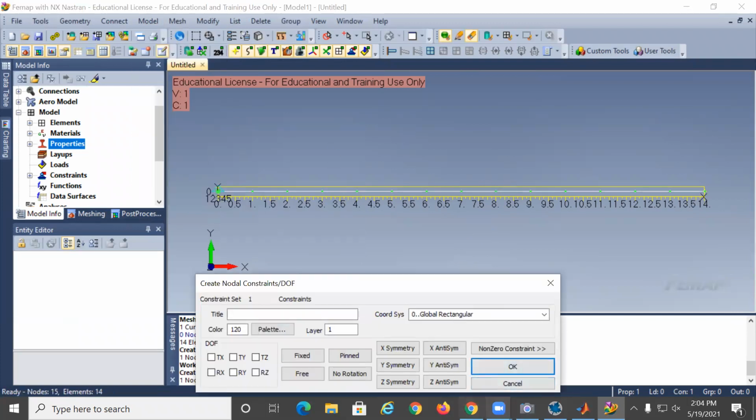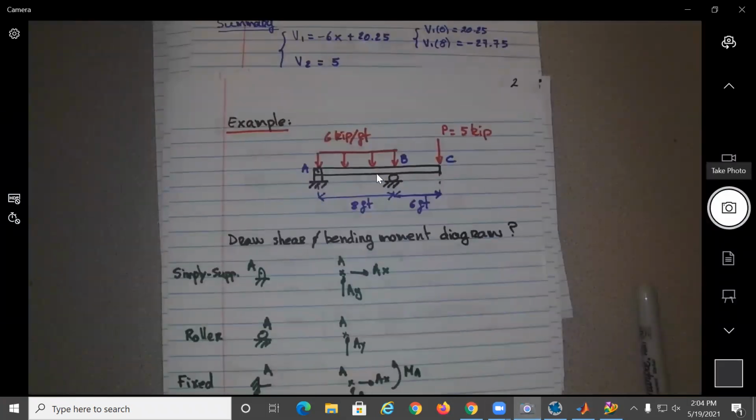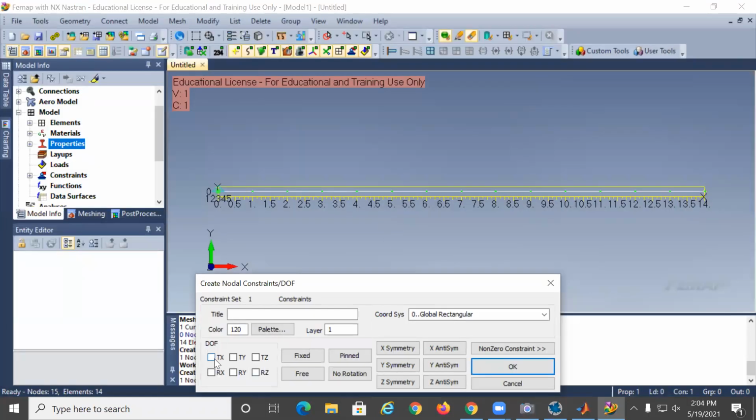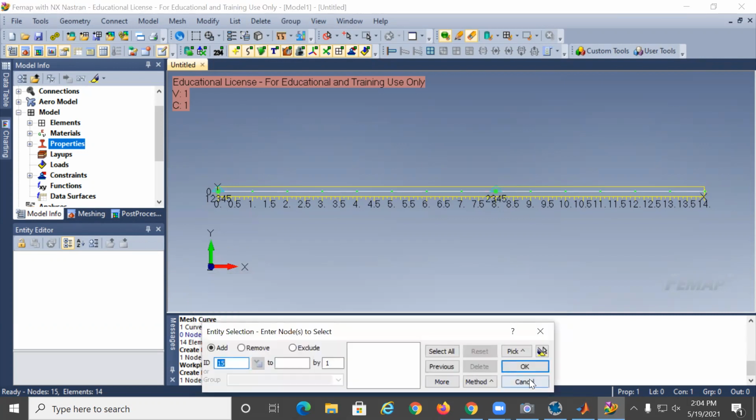Now this one is the roller. So this one should be able to move on the X, no? But also to rotate about the Z. So in this case, it's able to move about the X, so you don't check it. Cannot move on the Y, cannot move on the Z, cannot rotate on the X, cannot rotate on the Y, but should be able to rotate about the Z. Okay? And you click OK.